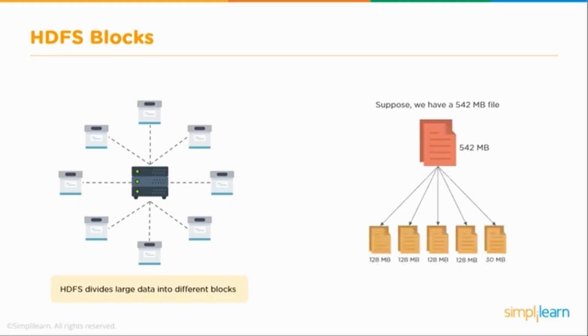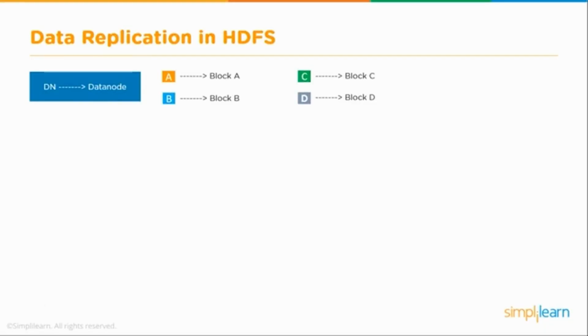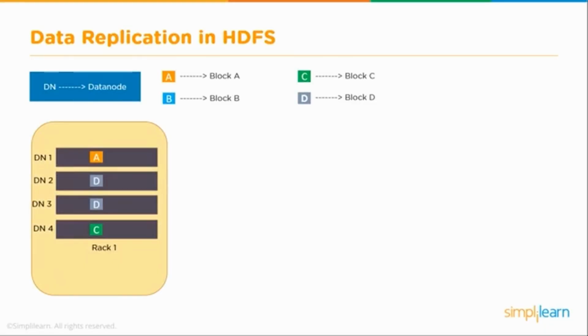Now, this is how it would look if you stored a 542 MB file, where we have 5 blocks: 4 blocks containing 128 MB of data, and 1 block having data of 30 MB. Now, when we talk about replication, the first rule of replication is that you would never have identical blocks sitting on the same data node.